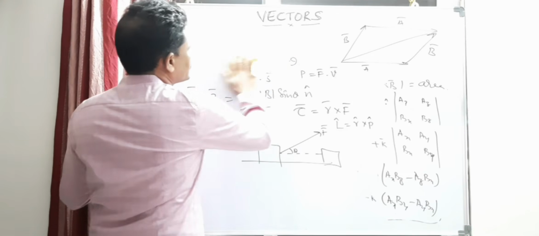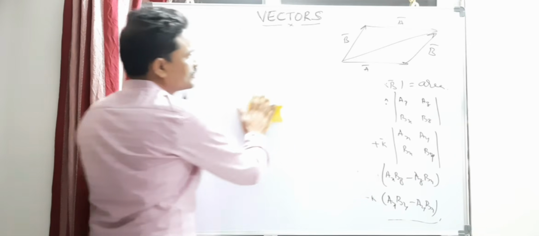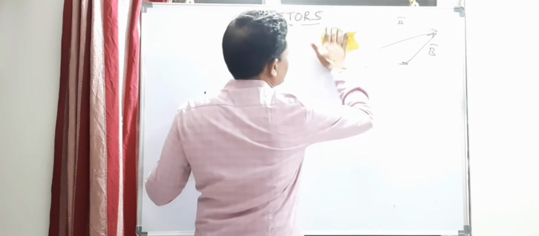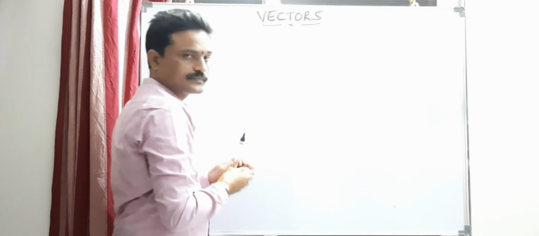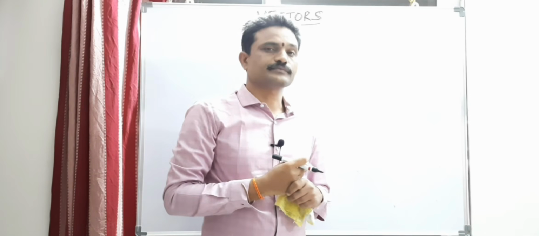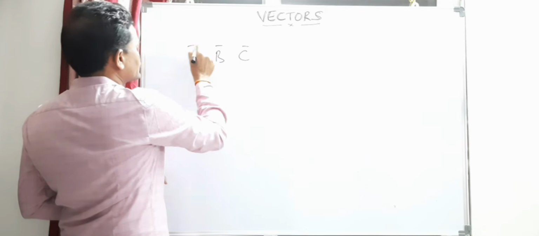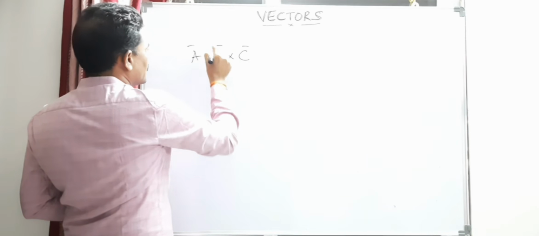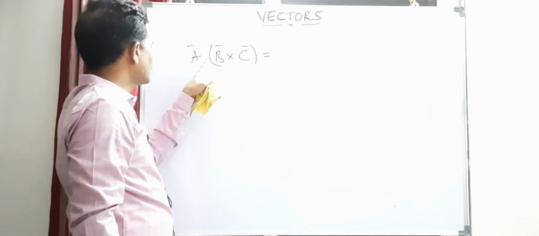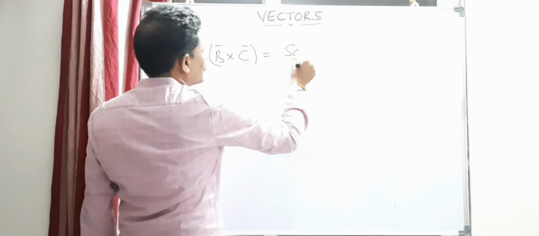Though the triple product is not there in our intermediate syllabus, it is better to know what a triple product is. As I told you, the triple product is the multiplication of three vectors. Suppose I have three vectors A, B and C. If I write A dot into B cross C, it will be a scalar. B cross C gives a vector, and vector dot vector is a scalar. So this is called the scalar triple product.